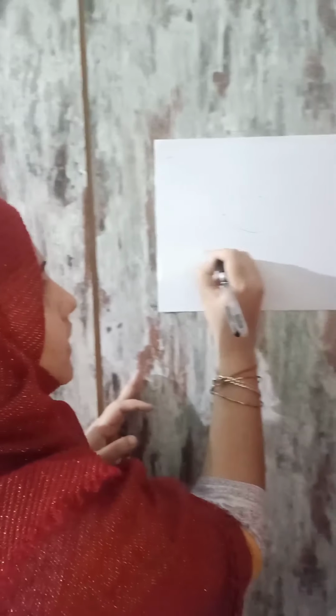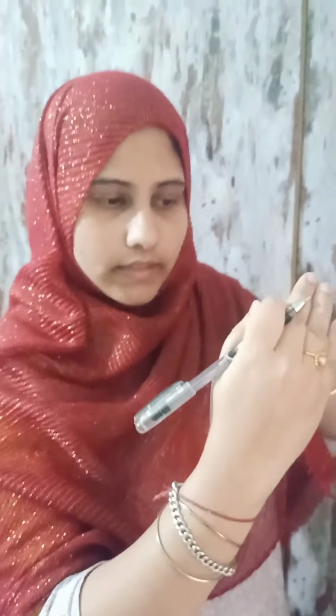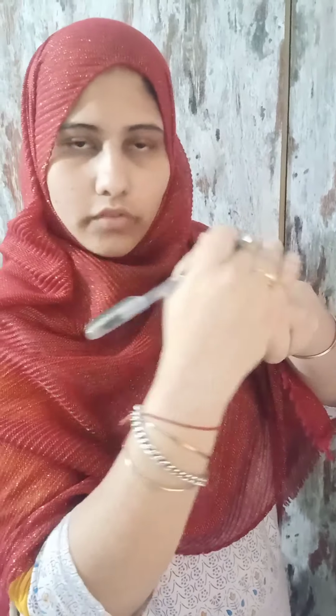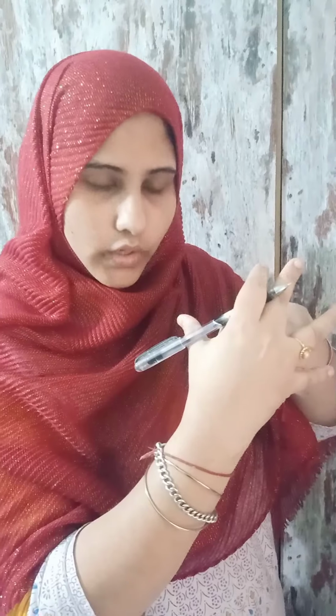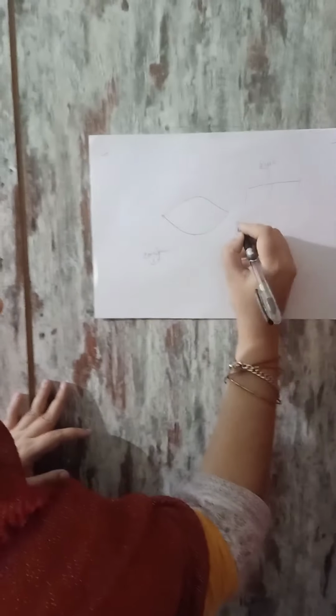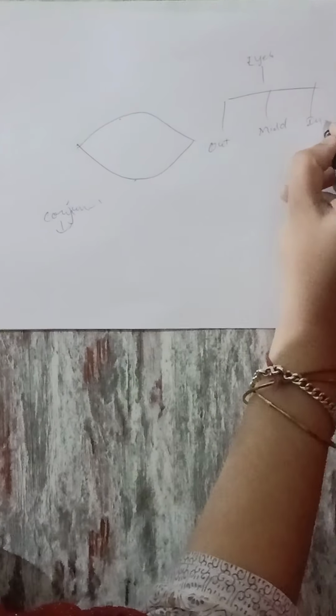Now, what is conjunctiva? See, if it's an eyeball, conjunctiva is a thin transparent layer which covers the surface of the eyeball. It secretes mucus to lubricate, which keeps the eye clean and maintains moisture. Now, let me go through the basic structure of the eyeball. Eyeball has three layers: outer layer, middle layer and inner layer.